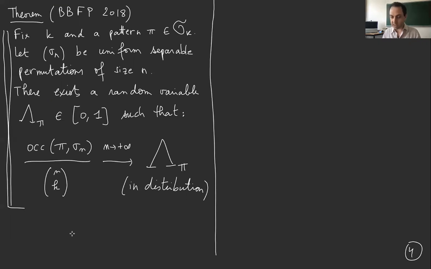Okay. So what can we say about lambda pi? First, if pi is not separable, you cannot find pi in sigma n. So the left-hand side is always 0. But what can we say if pi is separable?